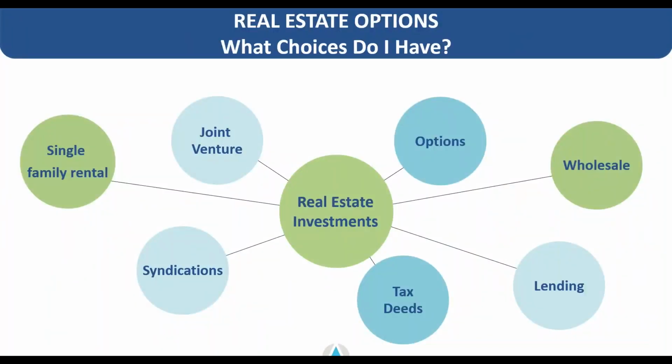So again, with real estate assets, what different options do you have? Well, you can hold single family or multifamily homes for rental income. You can do fix and flips or short-term properties, wholesaling, option contracts, tax deed and lien investing, and syndication investing, which is really kind of mailbox money.